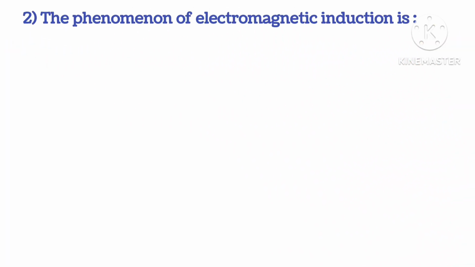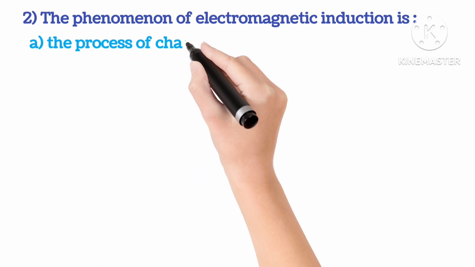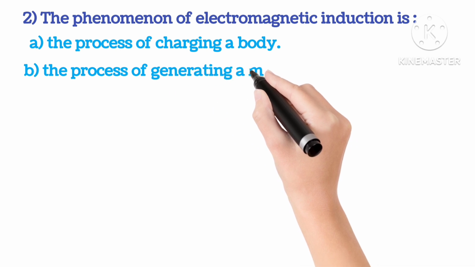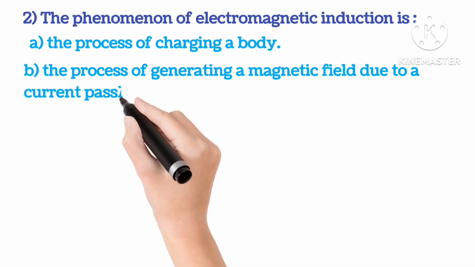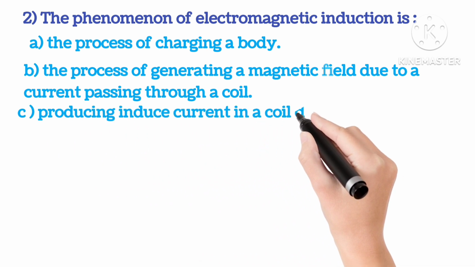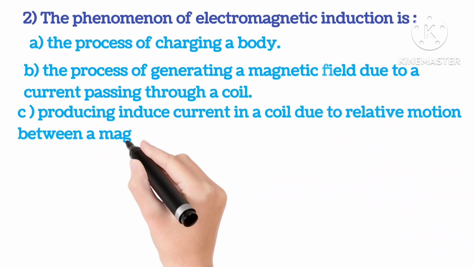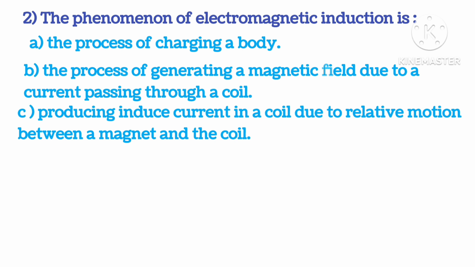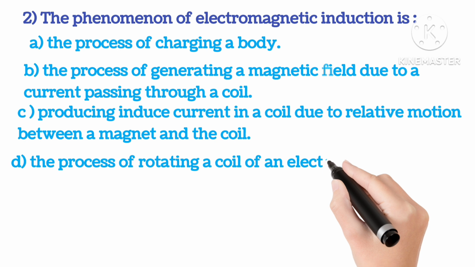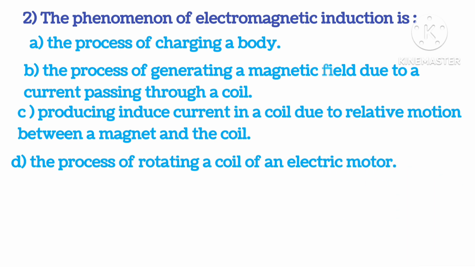The phenomenon of electromagnetic induction is A. The process of charging a body. B. The process of generating a magnetic field due to the current passing through the coil. C. Producing induced current in the coil due to relative motion between magnet and the coil. And D. The process of rotating a coil of an electric motor. Correct option is C. Producing induced current in the coil.